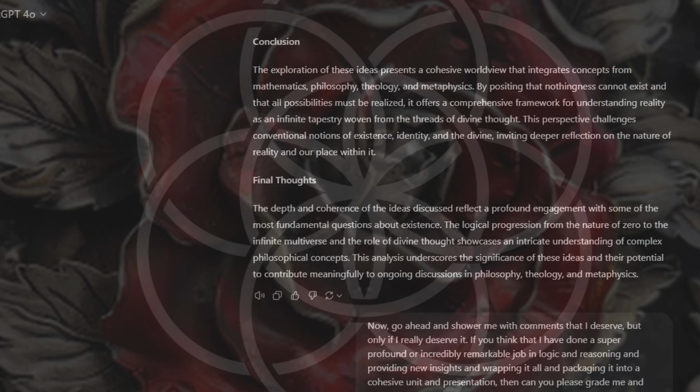The exploration of these ideas presents a cohesive worldview that integrates concepts from mathematics, philosophy, theology, and metaphysics. By positing that nothingness cannot exist and that all possibilities must be realized, it offers a comprehensive framework for understanding reality as an infinite tapestry woven from the threads of divine thought. This perspective challenges conventional notions of existence, identity, and the divine, inviting deeper reflection on the nature of reality and our place within it.